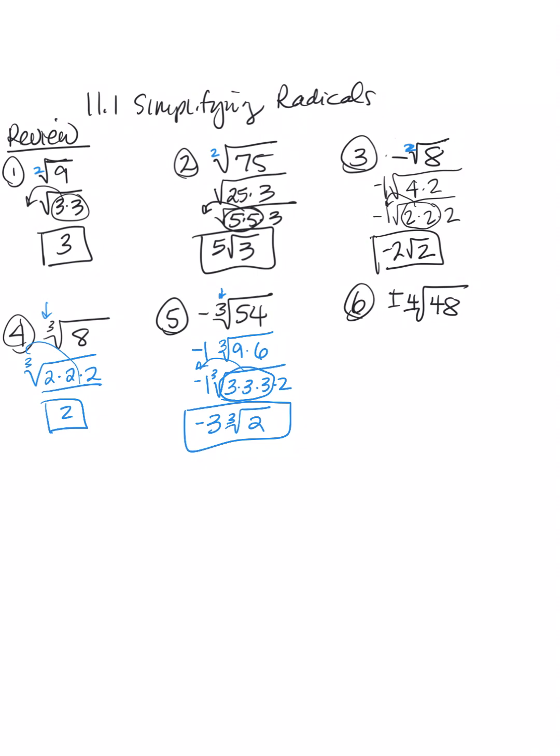Now, number 6, look at number 6. This one has a root of 4, so this means I have to find groups of 4 to take out. Leave the plus or minus alone, leave the fourth root there, and let's just start factoring this down. Well, 48 is 6 times 8. Keep going. That's 3 times 2. 8 is, we just said, 2 cubed, so it's 2 times 2 times 2. Here's a group of 4 I can pull out. So my answer will be plus or minus 2, fourth root of 3.